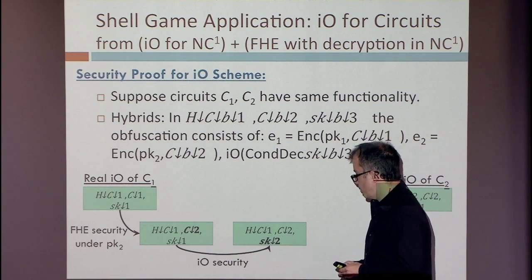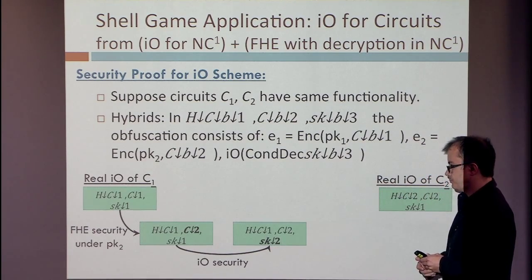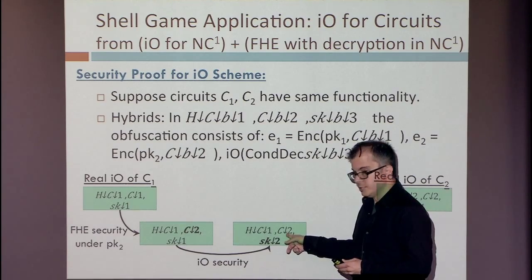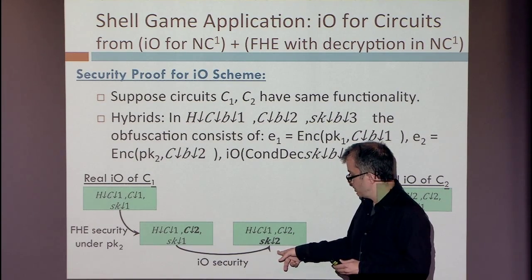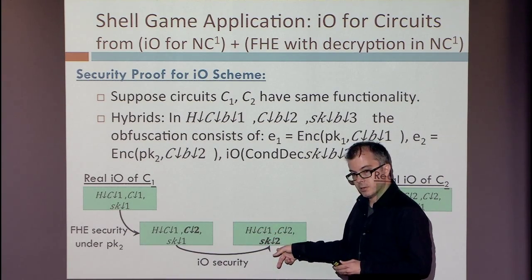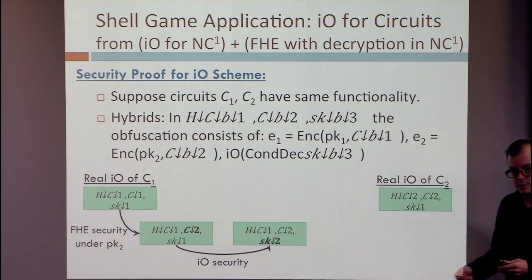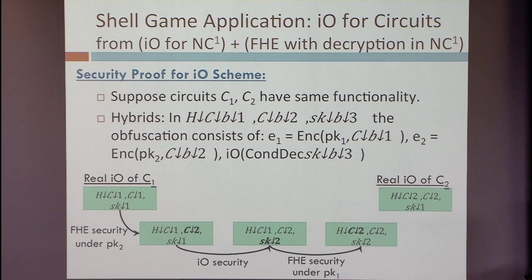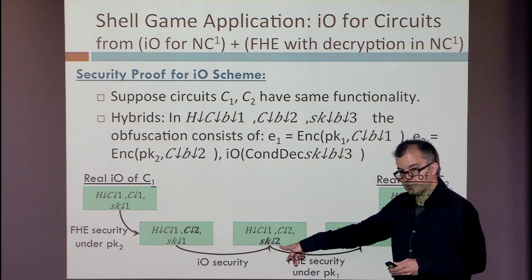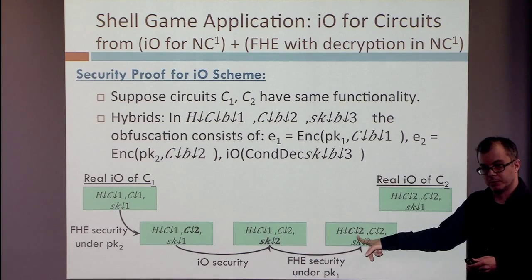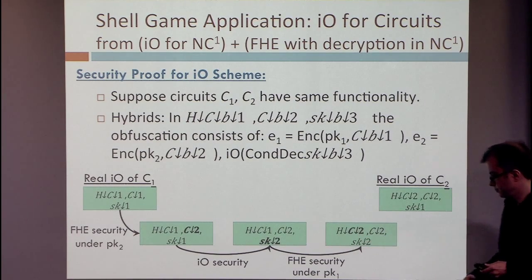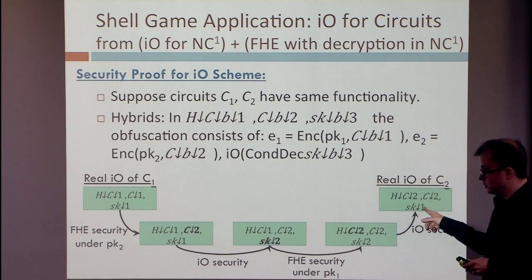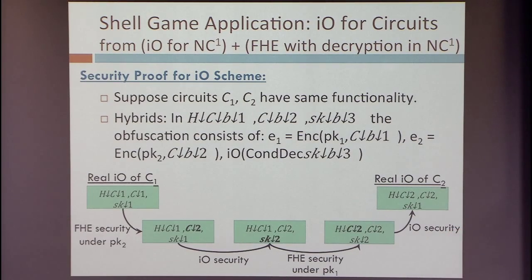Next, I'm going to change the secret key that's used inside the obfuscation. Both of these circuits have the same functionality, so the same result is going to be decrypted. I get the same encryptions of the same values under public key 1 and public key 2, so if I switch to secret key 2, the functionality doesn't change, and IO says that this is indistinguishable. And then I keep going like that. Next, at this point, secret key 1 is nowhere to be seen, so I can change what's encrypted under public key 1, and I change that now to circuit 2. And then finally, I do one more IO. I switch the secret key under which you decrypt, because it doesn't change the functionality, so by IO security, this is also indistinguishable.